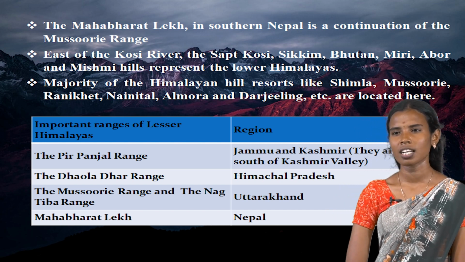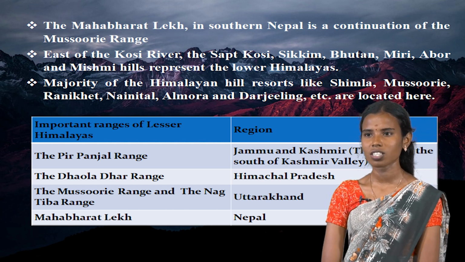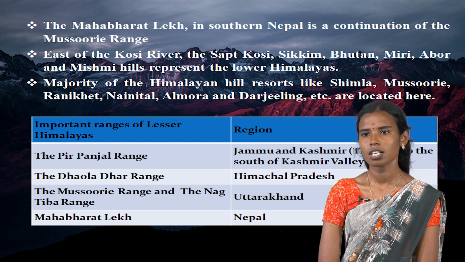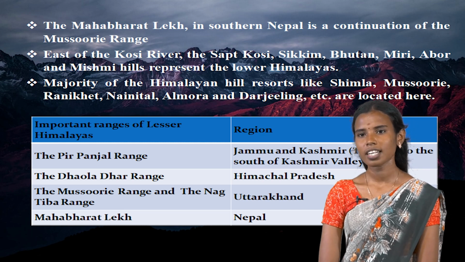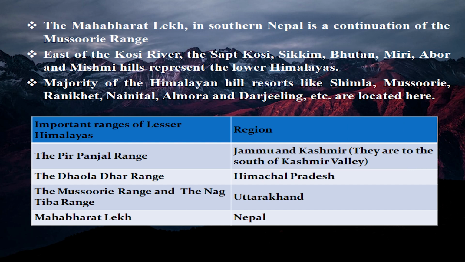Majority of the Himalayan hill resorts like Shimla, Mussoorie, Ranikhet, Nainital, Almora and Darjeeling etc. are located in these Lesser Himalayas. Lesser Himalayas are called by different names in different regions. For example, in Jammu and Kashmir it is called Purvanchal. In Nepal it is called Mahabharat Range.